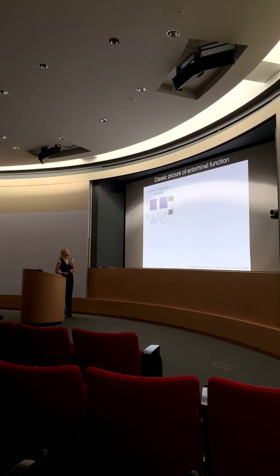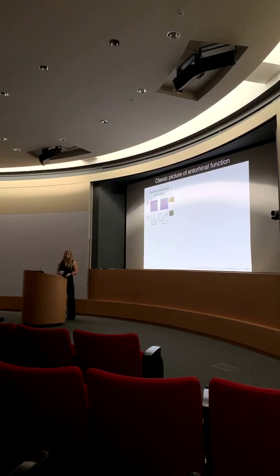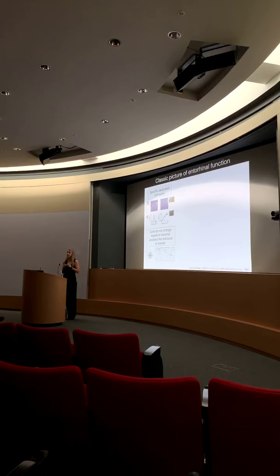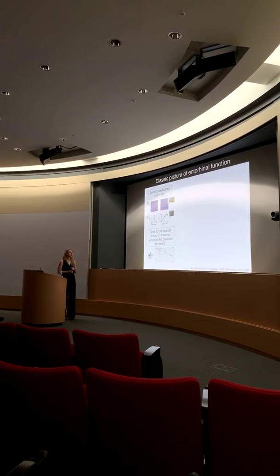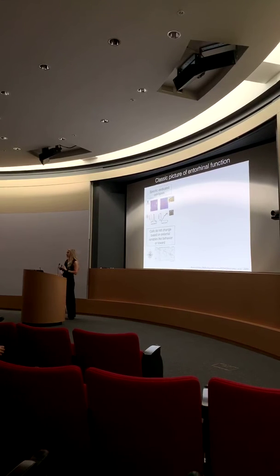So I will paint for you now the classic picture of entorhinal function when I started my PhD. And that's that there are these very specific dedicated cell types. There are grid cells, border cells, head direction cells, and speed cells. And these cells very much functioned like the maps that we use, and that they don't change with our behavior or reward. A map is the same of an environment no matter how you feel about it.